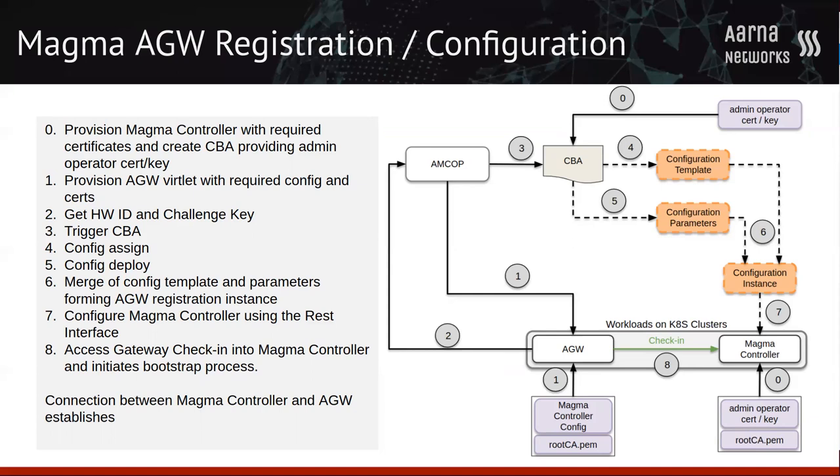Now, since this is still work in progress, we will be showcasing today the deployment part only, where we will be deploying the Magma controller and access gateway with the day zero configuration. And the portion of automation of AGW registration is not yet available. So we would be triggering that manually.